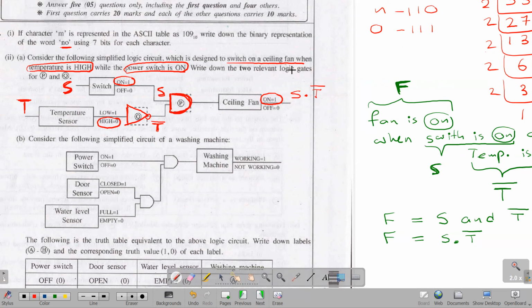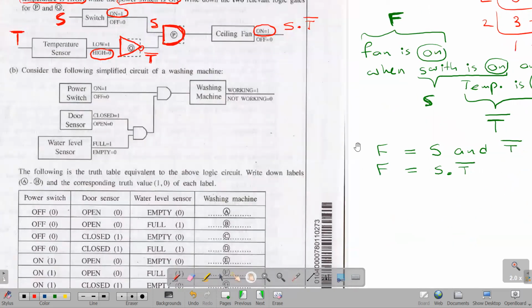Okay. So if you figure that out, P and Q, like P is an AND gate, Q is a NOT gate, you are given 1 mark. Then part B says, consider the following simplified circuit of a washing machine, and the following is the truth table equivalent to the above logic circuit. Write down the labels from A to H and the corresponding truth values of each label.